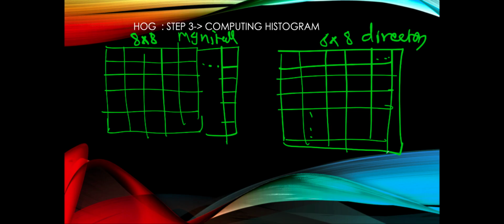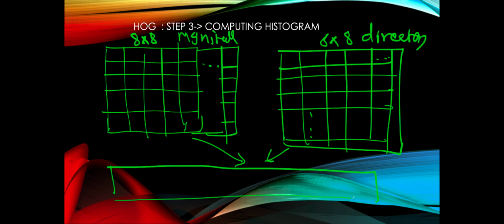Okay, so now what we do is we combine these two values into 9 bins, which means each of the bins represents an angle. The angles are 0, 20, 40, 60, 80, up to 160. Okay, so now we map these values into these 9 bins.